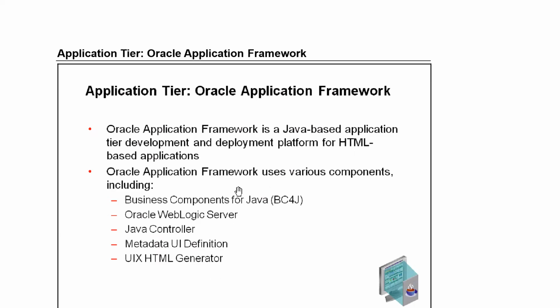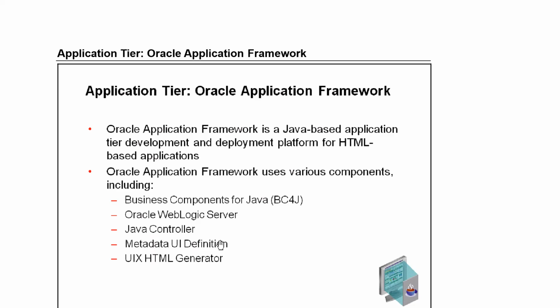As I told you, this is only from a theoretical point of view. We really don't need to do any of this, so don't panic about all these new terms: Business Components for Java, Oracle WebLogic Server, Java controller, metadata, UI dictionaries, and UIX HTML generator. These are all the different components of Oracle Application Framework, and a separate development team who knows Java will be working on these components.